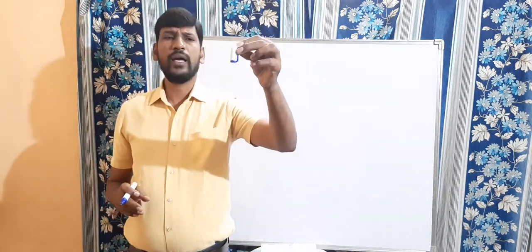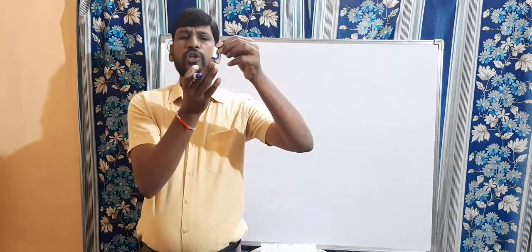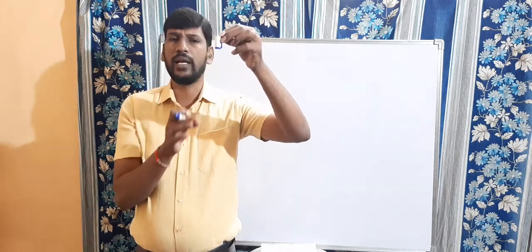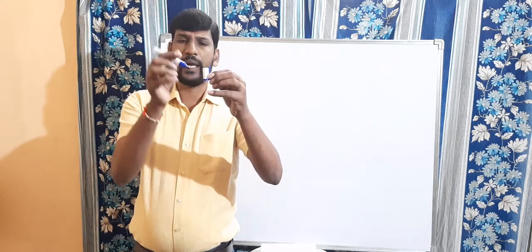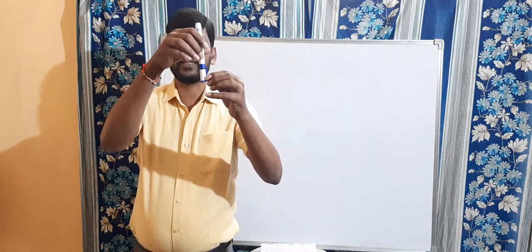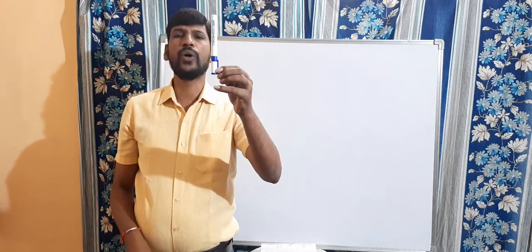Clear? This is a pen holder. In this, the base should be closed. It is looking like a cylinder shape. This is a pen holder they want to make with cardboard, so they need to keep it like this. Simple. Clear?